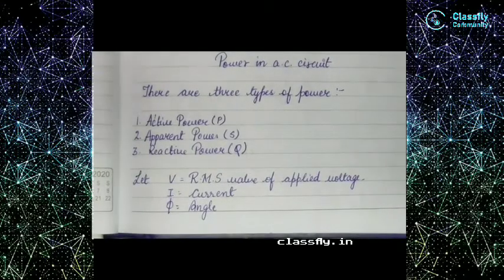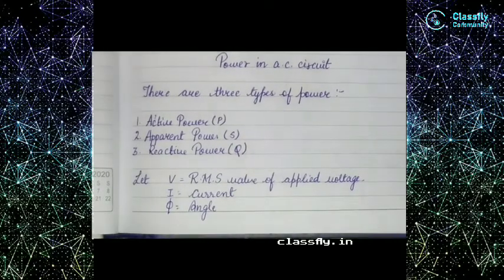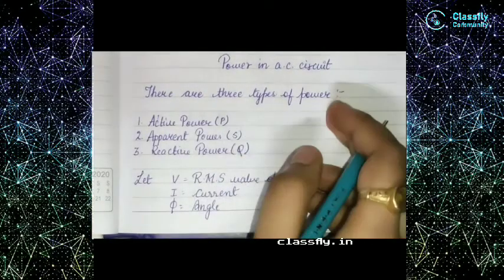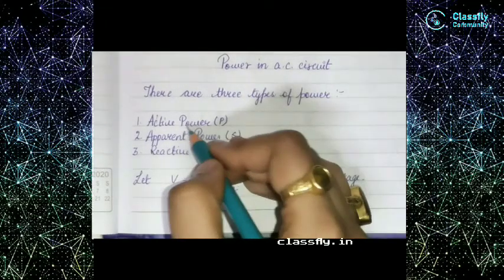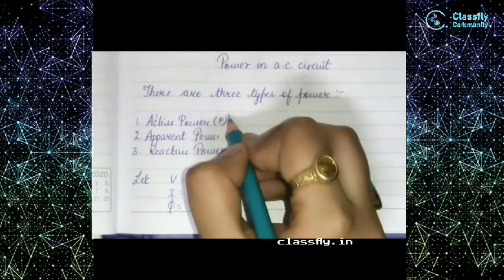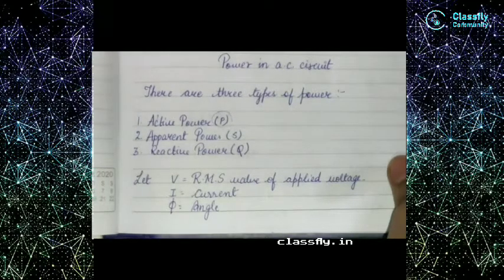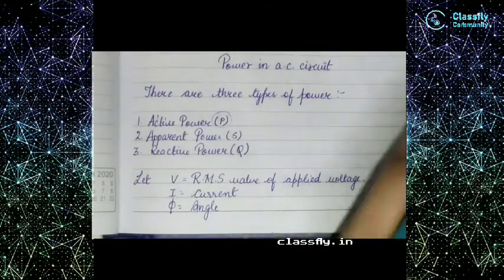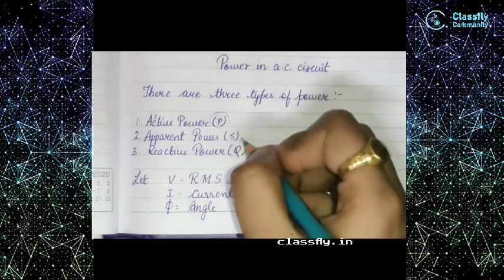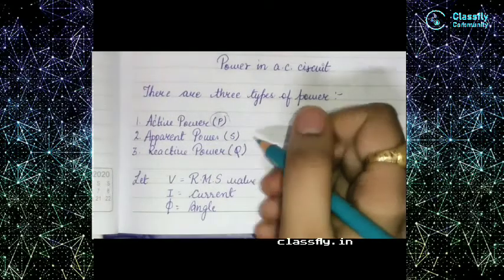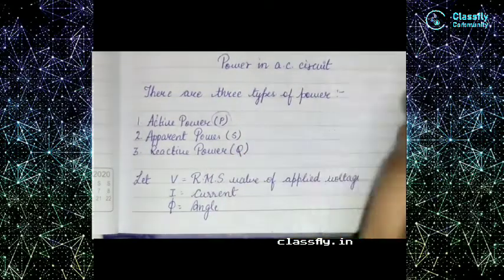So today we will be dealing with the topic power in AC circuit. So see, in AC circuit there are three types of power. First is active power, and active power is denoted by the letter P. The second is apparent power, which is denoted with the letter S. Reactive power is denoted with the letter Q.